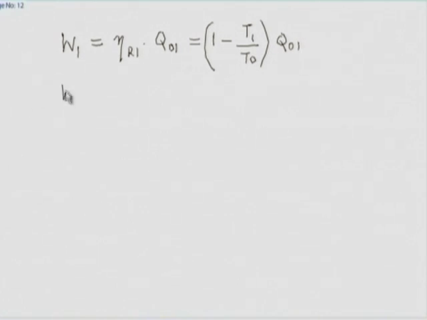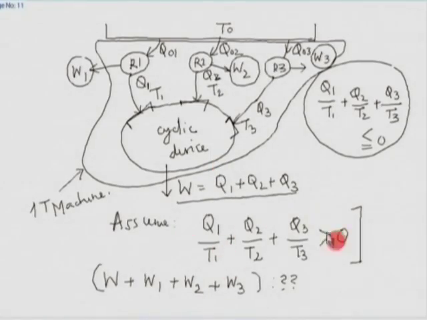And in a similar fashion, you will write an expression for W2, and an expression for W3. Substitute all these expressions along with the expression for W into this equation, and then check whether you get a positive work output, that means this term is positive or not. If it is positive under this condition, that means you are able to set up a 1T heat engine, which is an impossibility from the second law, and hence this assumption must be wrong, and that brings you to the proof of this Clausius inequality for a 3T machine.